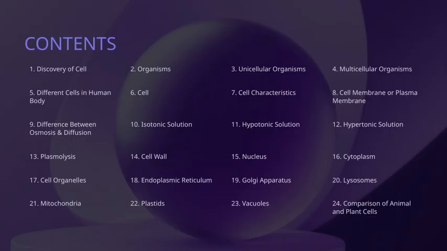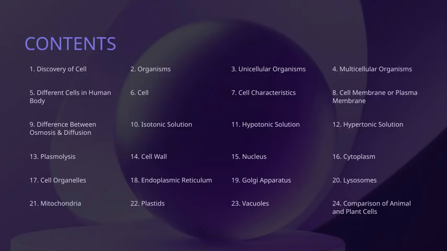Let's take a look at the contents of this presentation. We start with the discovery of the cell, which is a fundamental milestone in biology. Understanding organisms is next, and that includes both unicellular and multicellular forms. Moving forward, we'll explore different types of cells in the human body and their characteristics, which help us appreciate the diversity and complexity of life.